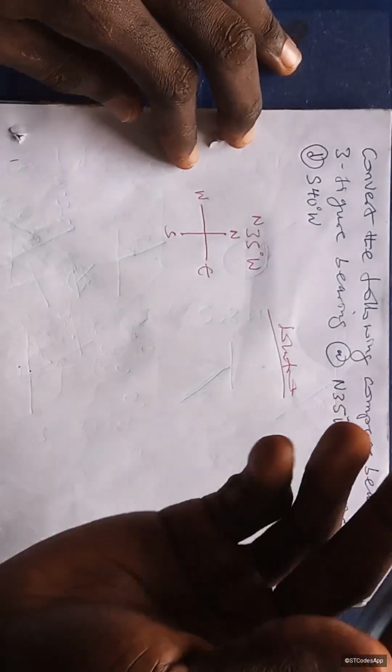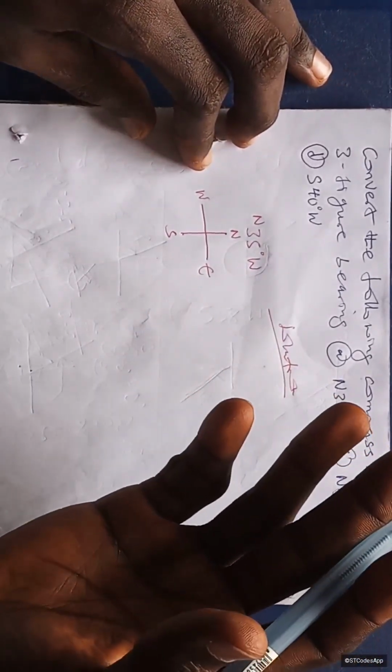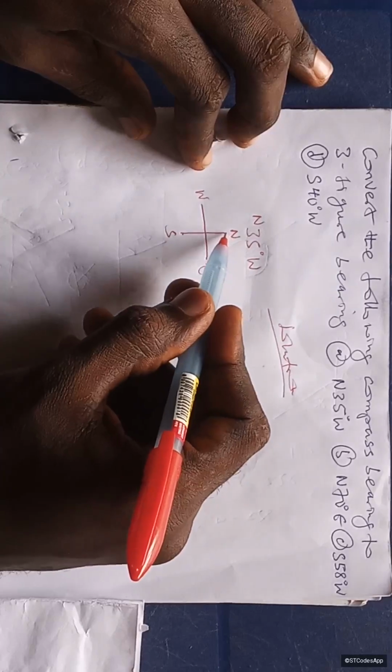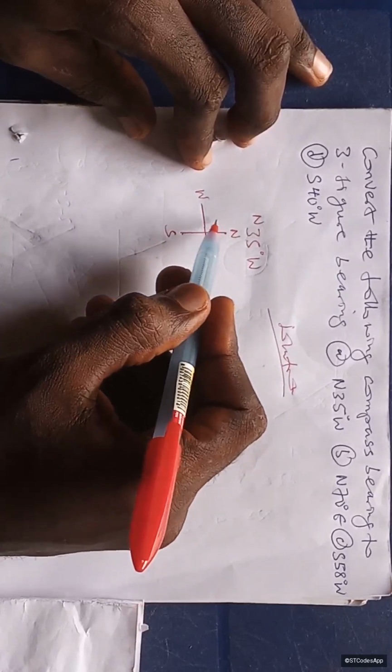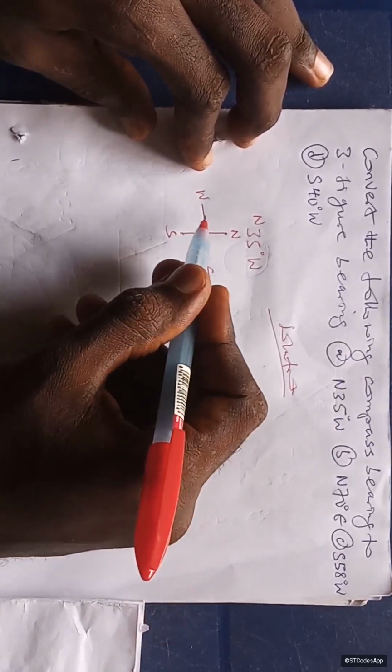And why is this so? It is so because if you are to take a bearing of a particular place or location, if that location is much closer to the north, that means you have to start your bearing from the north. Or if that location is much closer to the south, you start your bearing from the south.